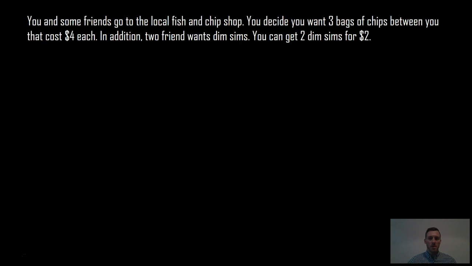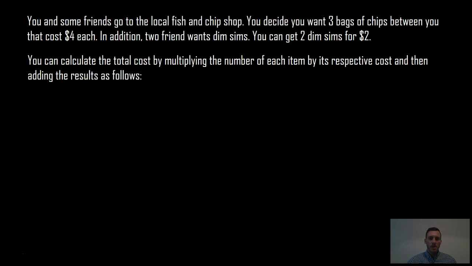Let's start by looking at an example. Suppose you had some friends and you go to the local fish and chip shop. You decide you want 3 bags of chips between you at a cost of $4 each. In addition, 2 friends want a dim sim. You can get 2 dim sims for $2. You can calculate the total cost by multiplying the number of each item by its respective cost and then adding the results together as follows. So we've got 3 bags of chips at $4 plus 1 bag of dim sims for $2, and we get a total cost of $14.